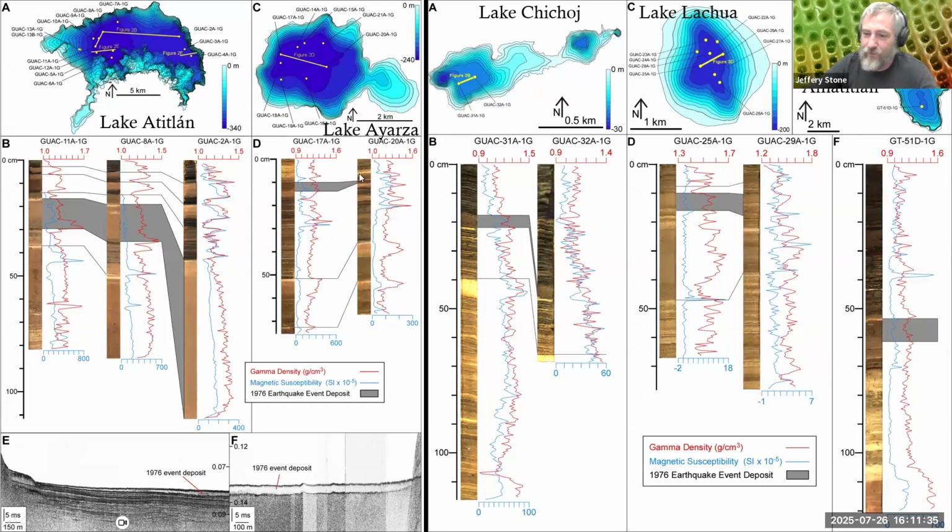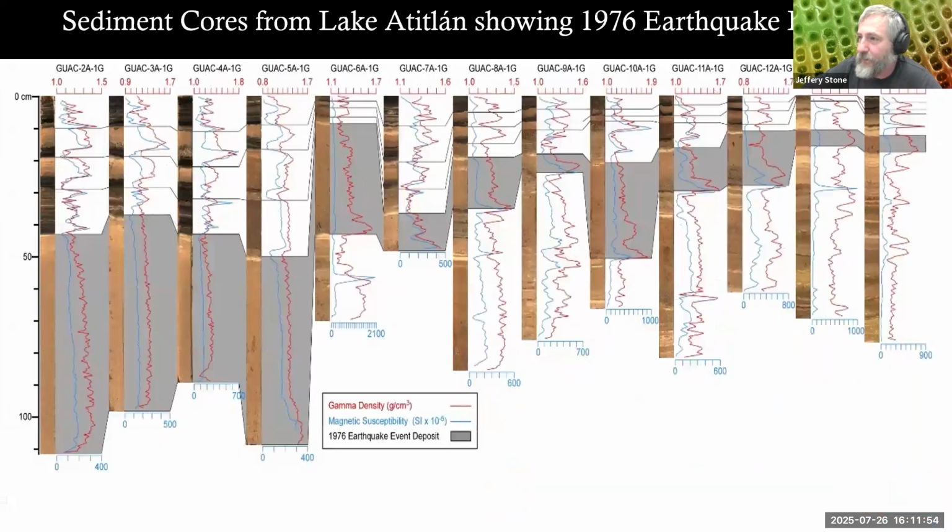It depends on the slope of the lake basin and where the cores were located within the lake. But we see that record continuously through all of these systems. And because Lake Isabel is in that particular system, we're also looking to see if there are any earthquake deposits that we could find associated with the 1976 earthquake from Lake Isabel.